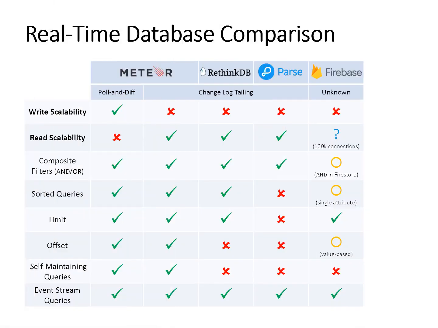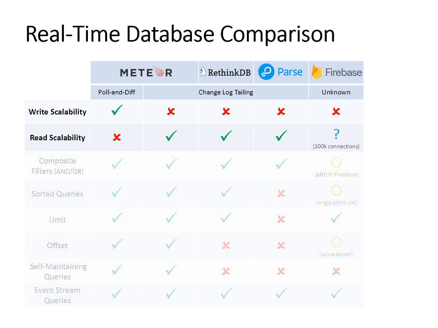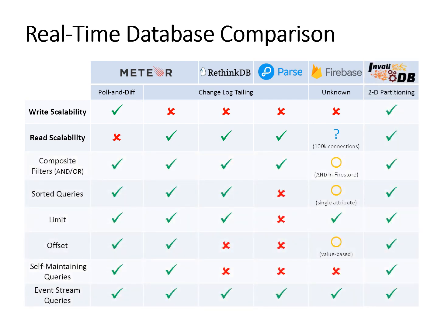As you can see, most systems today use either Poll-and-Diff or changelog tailing. Firebase and Firestore are the exception, as they use unknown proprietary approaches, but the bottom line of this table is that no system provides simultaneous read and write scalability irrespective of the approach that they are using. And that's why we developed InvaliDB, because InvaliDB can provide read and write scalability at the same time.